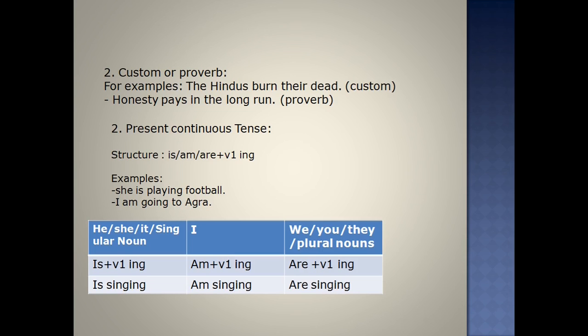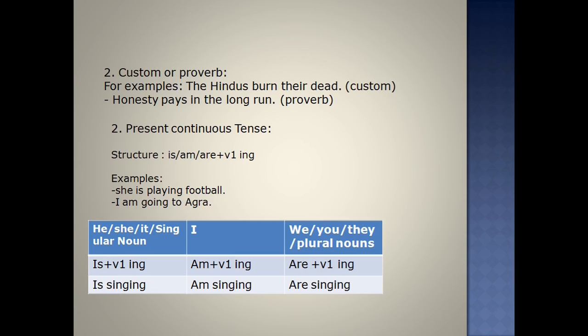So now we have the same confusion, like where to use is, where to use am, or where to use are. So here, if we find he, she, it, or any kind of singular noun, we are going to use is plus first form plus ing. And if we find I there, we are going to use am plus first form plus ing. Next one, if we have we, you, they, or plural nouns as a subject, we are going to use are plus first form plus ing.